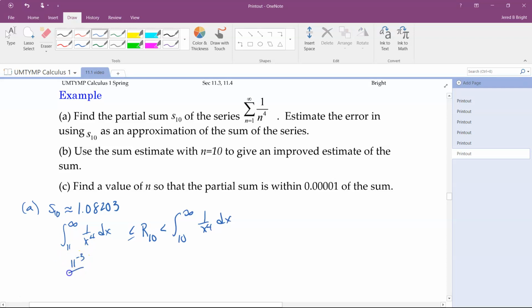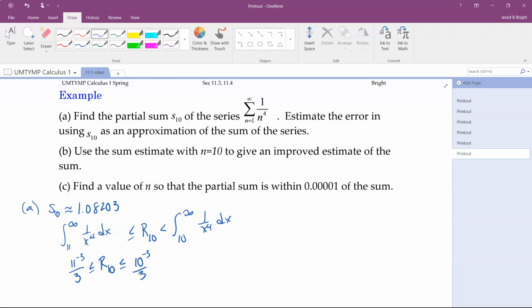Okay, and cranking this down, you end up getting 11 to the minus 3 over 3 is less than or equal to R10, and less than or equal to 10 to the minus 3 over 3. Okay? So that gives us the error estimate in approximating the sum. We're saying the remainder is between these. For part B, it says use the sum estimate with n equal to 10 to give an improved estimate.